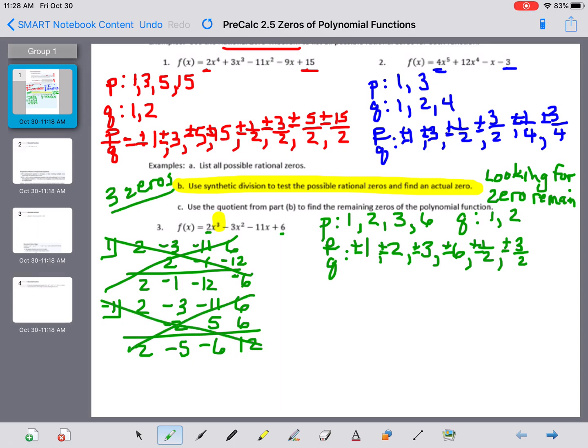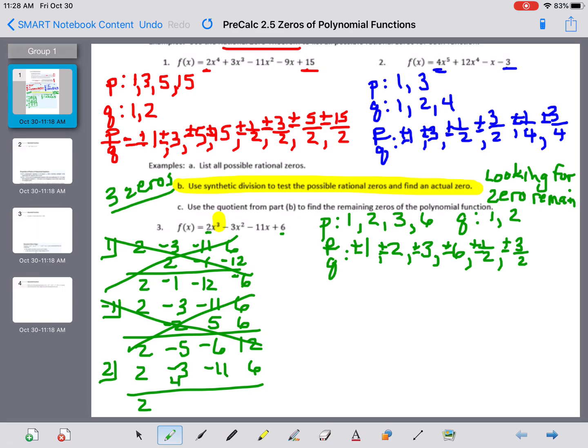Let's try another one. Did anyone else get one and they know something suggests we're going to do here? You want to try 2? It's the next one in line. And, of course, we like whole numbers, right? 2, -3, -11, 6.